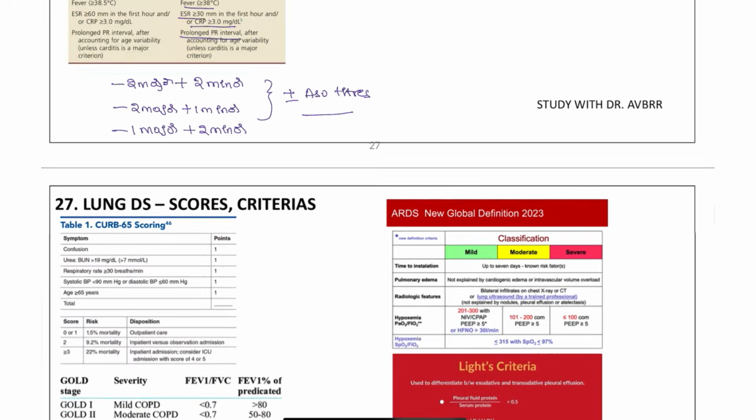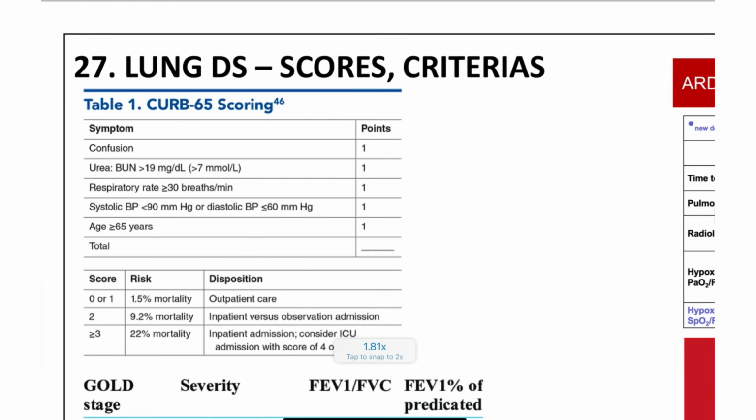Next, moving on to some of the lung diseases and their scores. CURB-65. C for confusion, 1 point; urea more than 7, 1 point; respiratory rate more than 30, 1 point; systolic BP less than 90 by 60, 1 point; age more than 65 years, 1 point. In total, we are going to give 5 points.